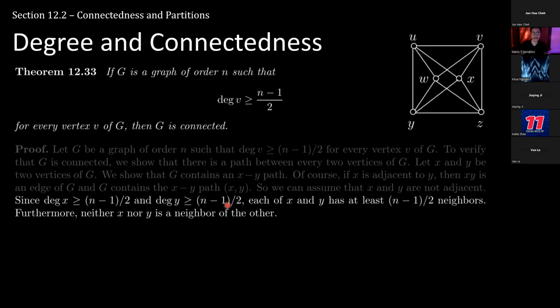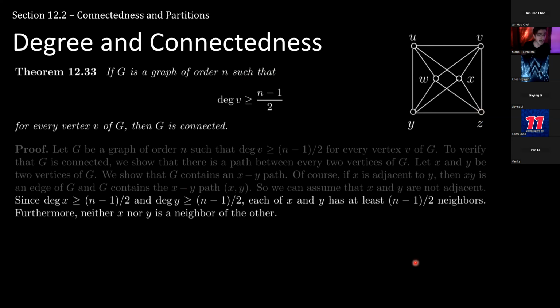Since they're not adjacent, and since the degree of x is greater than or equal to (n minus 1) over 2, and the same goes for the degree of y, again because of our assumption, each of x and y has at least (n minus 1) over 2 neighbors, right? So if the degree of these guys is greater than, in the case of the picture, 2.5 at least, then they have more than 2.5 neighbors, and you can't have half a neighbor, so in this case it would be 3 or more. But that's what you can be guaranteed.